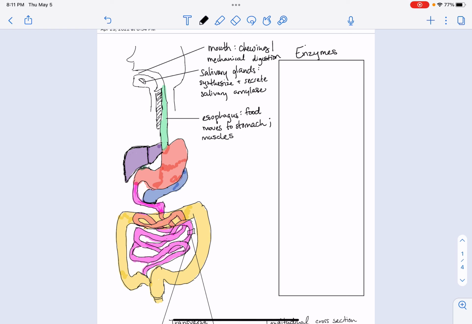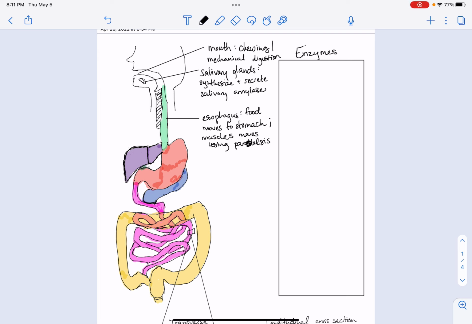So muscles move the food to the stomach through peristalsis. I have no idea if I'm spelling that right. Whatever. Spelling doesn't count. Okay, we're scientists here. Peristalsis. And remember, peristalsis is the involuntary movement of muscles that sends the food one way.